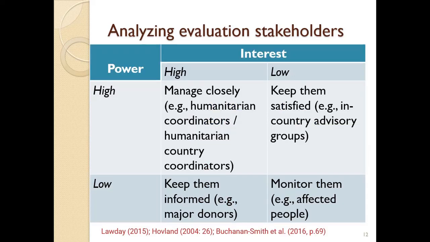to engage in generating the results? So Lodi, Haviland, and you can also find this in Buchanan Smith and others, they use this categorization of power versus interest, that the evaluation should manage closely those with high interest and high power, and they should also keep those with low interest satisfied, so that at least they stay in the process.